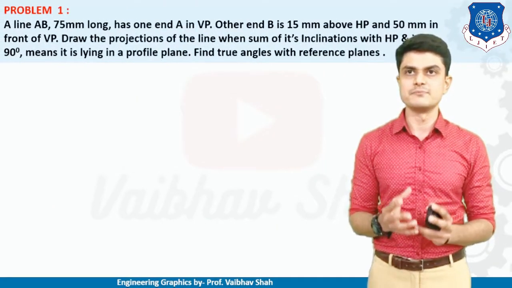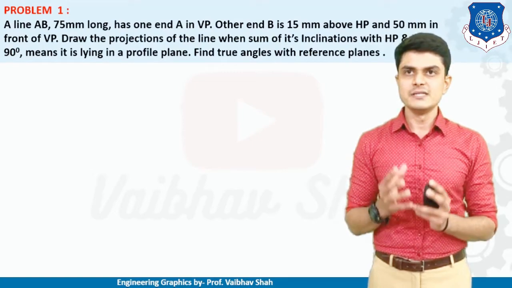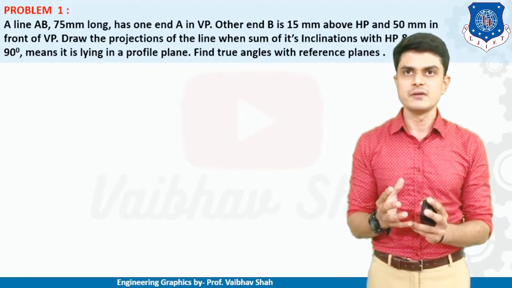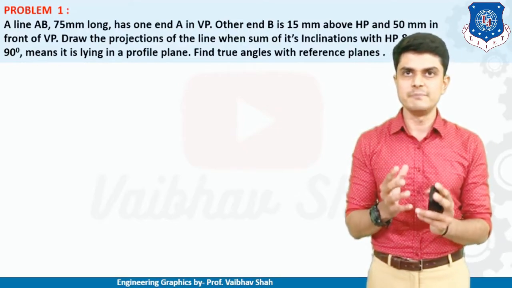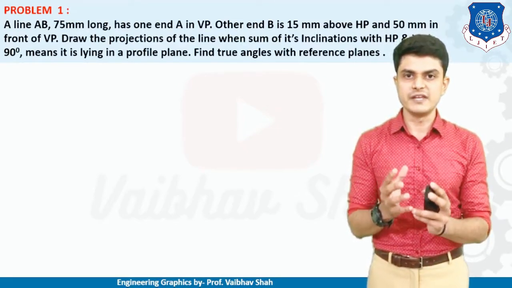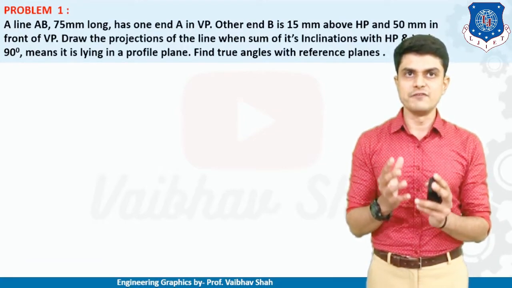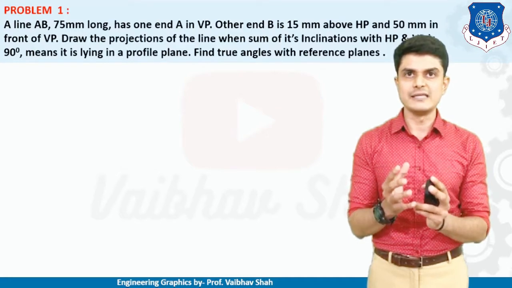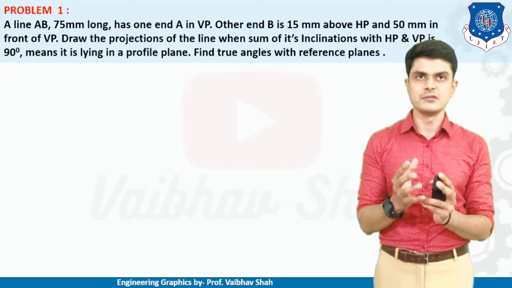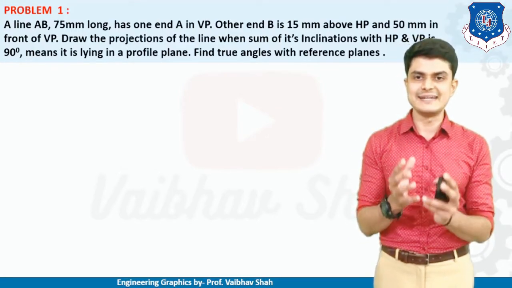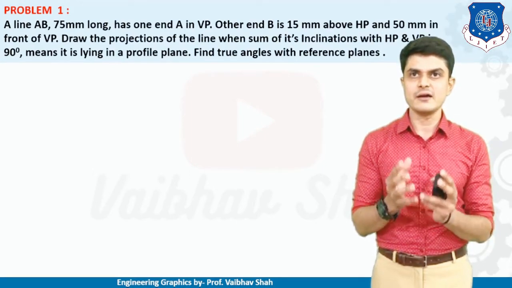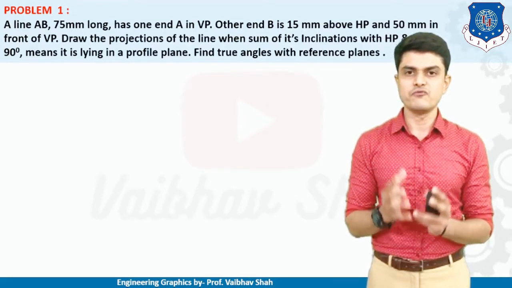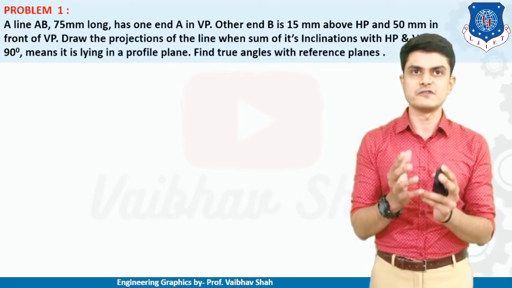Check out one example. Problem number 1. A line AB 75 mm long has one of its ends A in VP, the other end B is 15 mm above HP and 50 mm in front of VP. Draw the projections of the line when the sum of its inclinations with HP and VP is 90 degrees, meaning it is lying in the profile plane. Find the true length with the reference plane.